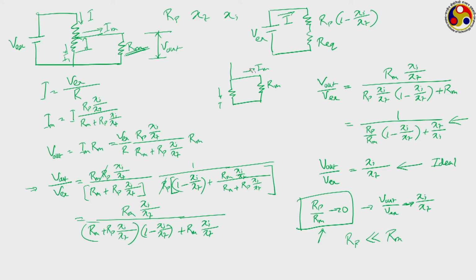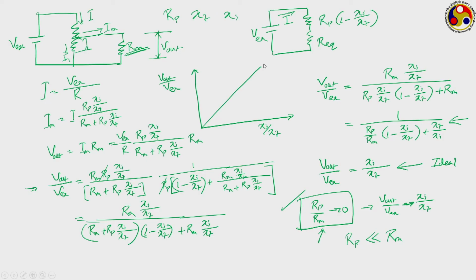What can be the effect of this? Suppose we plot this, with V out by V ex on one axis and Xi upon Xt on the other axis. When we have this particular scenario, then it will be a perfect straight line like this. This is the ideal curve. So, this is the scenario when Rp upon Rm is equal to 0.